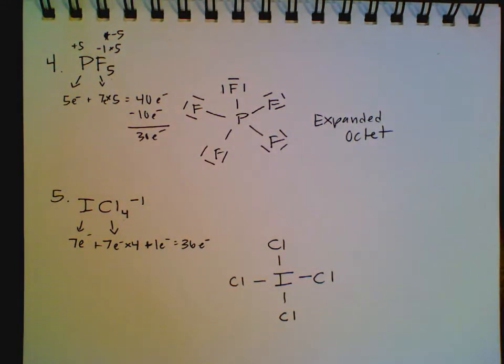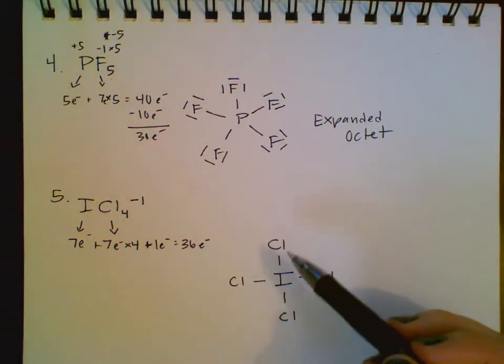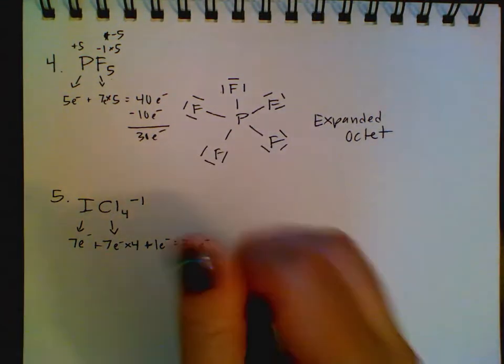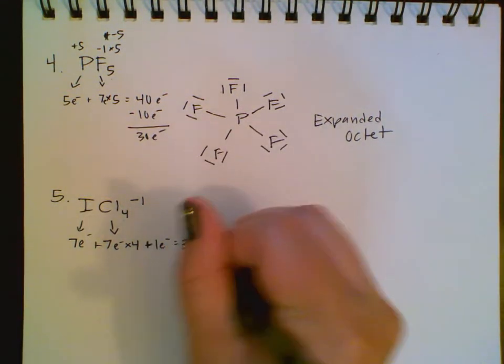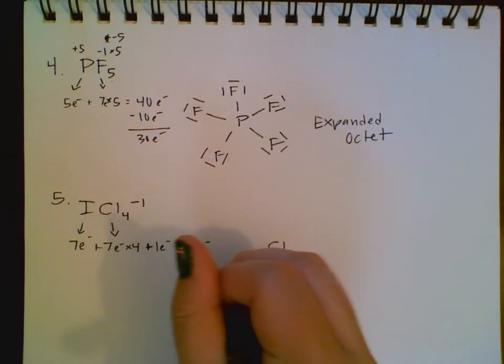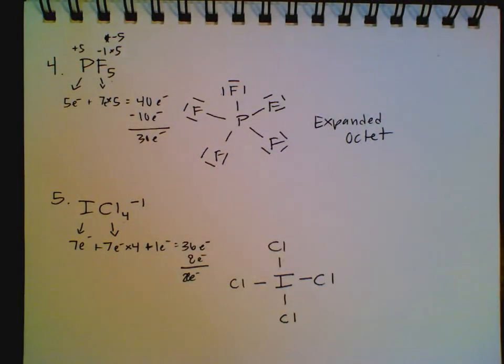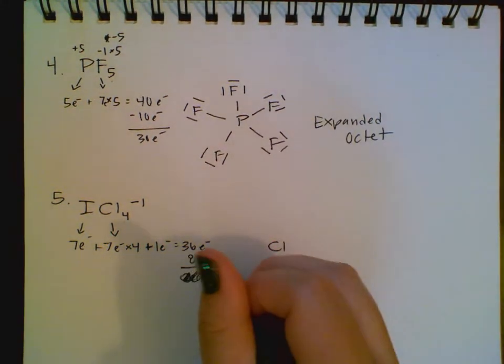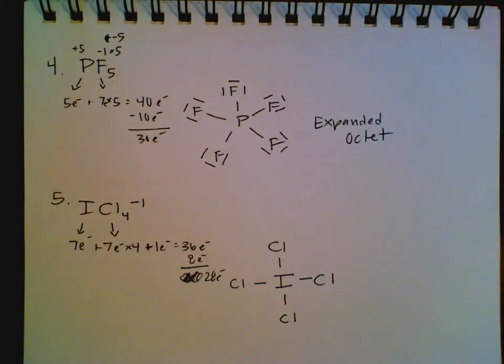And then I'm going to start to do my math. I've drawn 4 lines in here, which means I've got to take away 8 electrons. When I take away 8 electrons, that leaves me with 28 electrons left. That's terrible, you can't see that. 28 electrons left to draw in my picture.